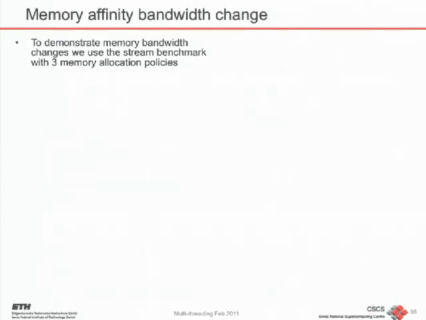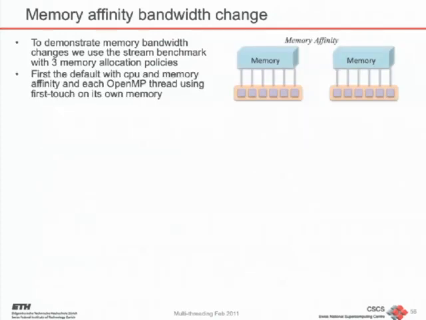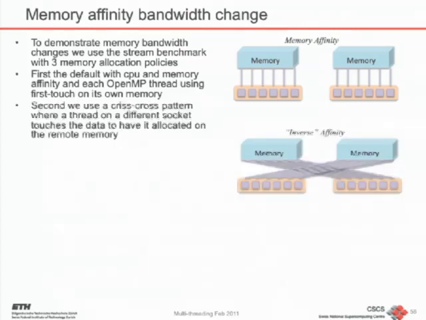So I want to say why this memory affinity is important for bandwidth. We're going to use the STREAM benchmark, just as an example, on a Cray node to show you what happens using 3 different types of memory allocation policy. Okay, so the first is the default one. So the CPU and memory, each OpenMP thread uses first touch on its own memory. Okay, so I start up OpenMP threads, touch the memory, and they will get it locally.